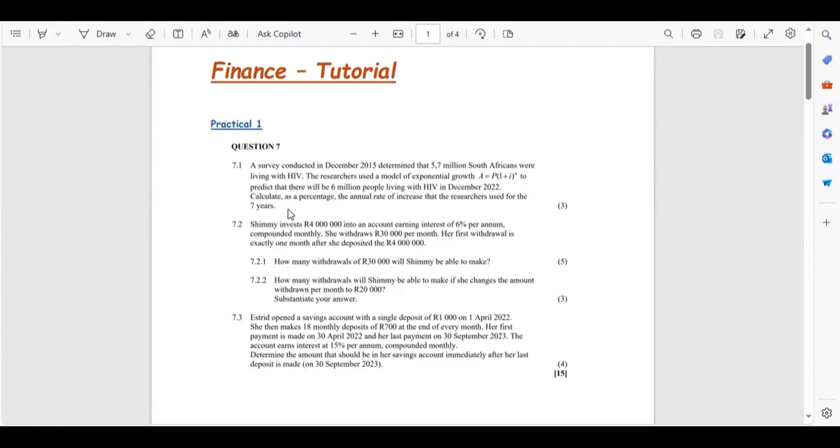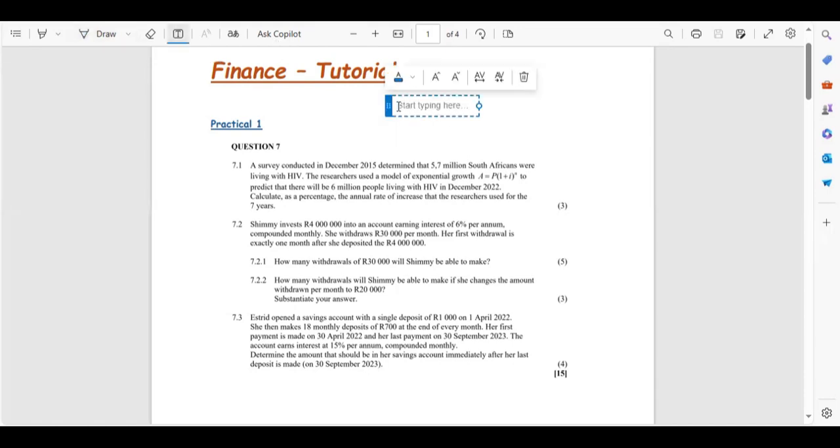Now we need to calculate as a percentage the annual rate of increase that the researchers used for the 7 years. Now, making use of this formula, what is it that we need to calculate in this case? We need to calculate the value of I, which is the interest, right? Now let me substitute what I have already. So A, which is the future value, it will be this 6 million, because this is a number of people who would be having HIV in the future, which is in December 2022, and now the survey was conducted in December 2015, right? So my future value is going to be 6 million.